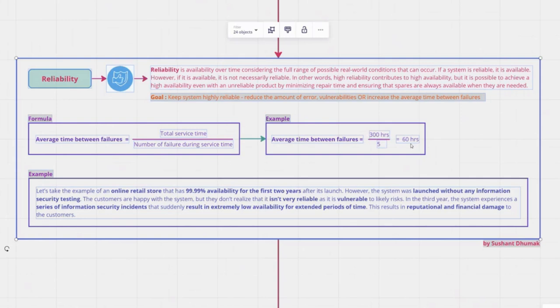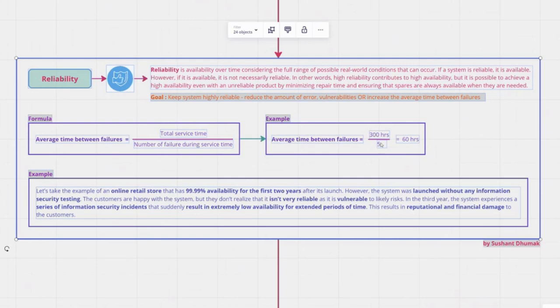That means after your system starts, there will be one failure after 60 hours, and again after the next 60 hours. This is an average time I'm talking about. On average, your system will be available for 60 hours. We have to see how we can increase this average time. That means instead of 60 hours, if I make it 120, my failure will come after 120 hours instead of 60. That is the mean time between failures. We want to reduce the failures, which means we have to increase the time between them.